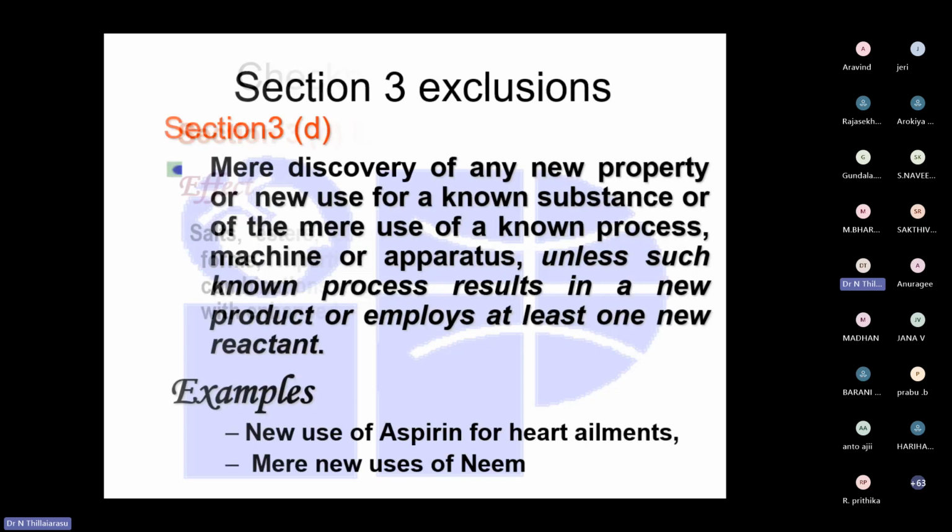Okay, the Section 3 exclusions: the mere discovery of any new property or new use of a known substance, or the mere use of a known process, machine or apparatus, unless such known process results in a new product or employs at least one new reactant.